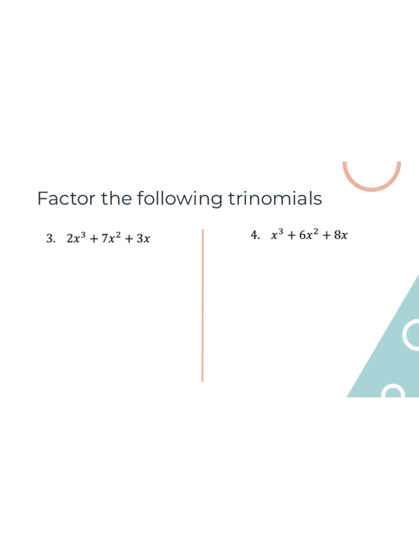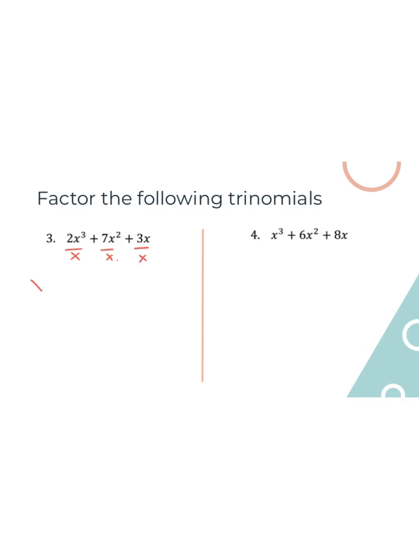So let's look at the letters. I have an x to the third, an x to the second, and just an x. And if you remember, your greatest common factor is going to be your lowest exponent. So I'm looking at x to the third, x to the second, and just an x. So my lowest exponent would be just that x. So I'm going to divide all of these. Divide this by x, divide this by x, and divide this by x.